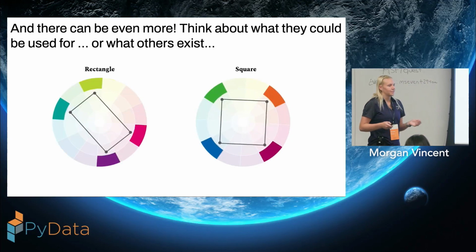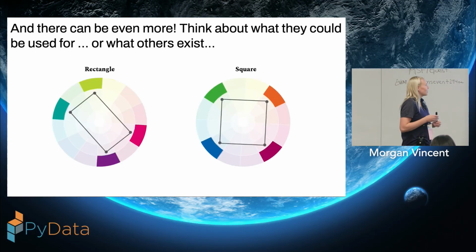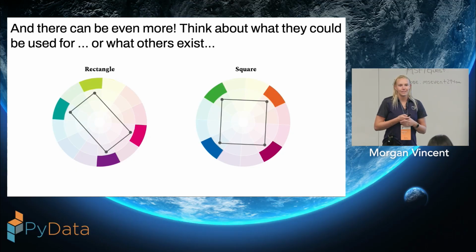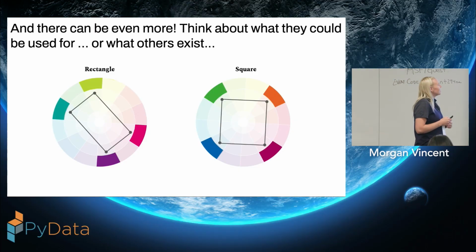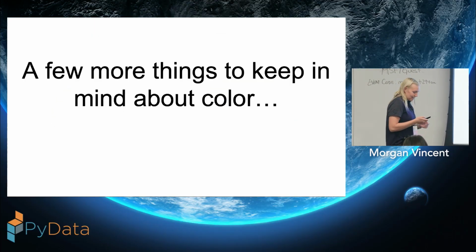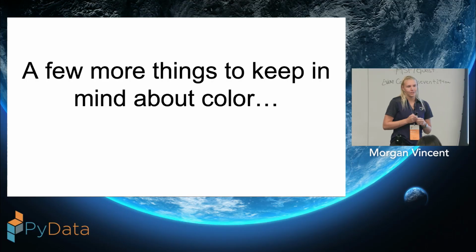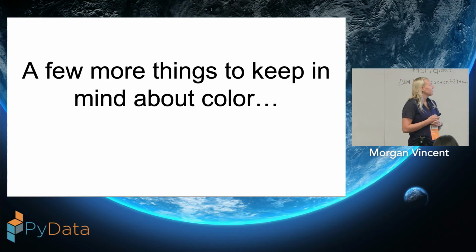And there's so many others that actually exist. So squares and rectangles and all kinds of things, if you start Googling, you can go really deep down a rabbit hole of different schemes on the color wheel. So what we're going to do is think about a few things, and then we're going to look at some tools. A few good pointers.